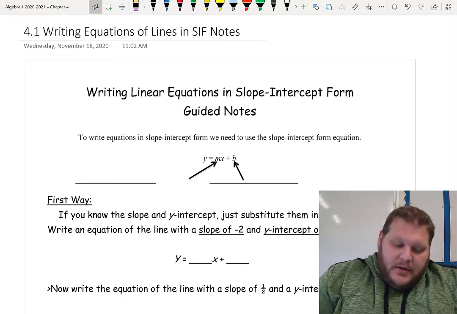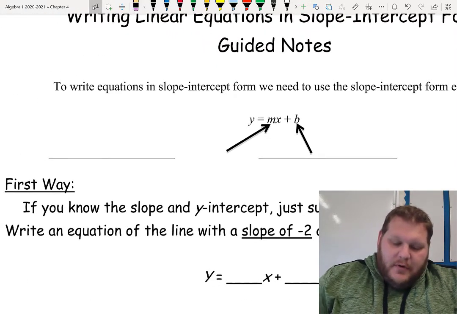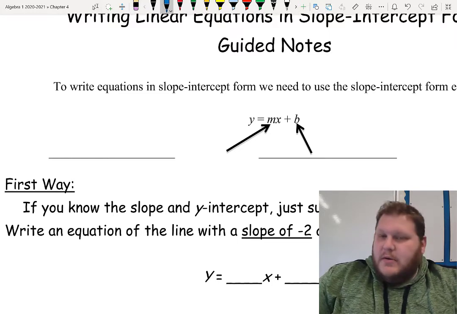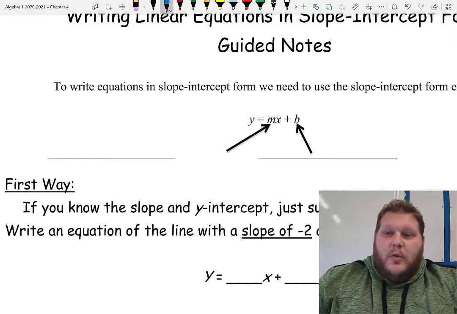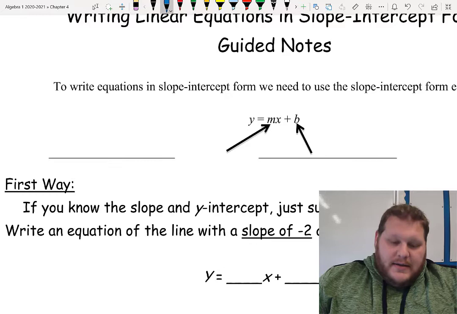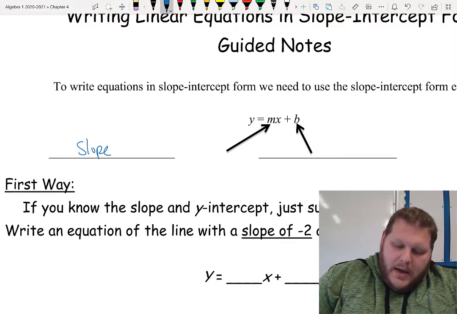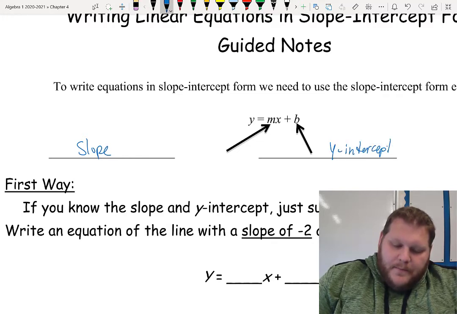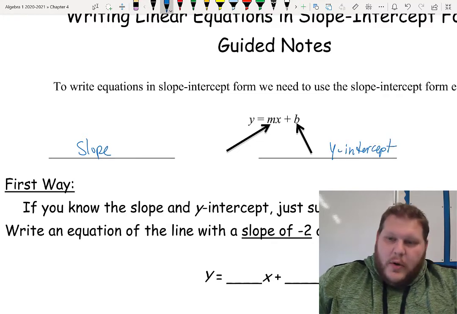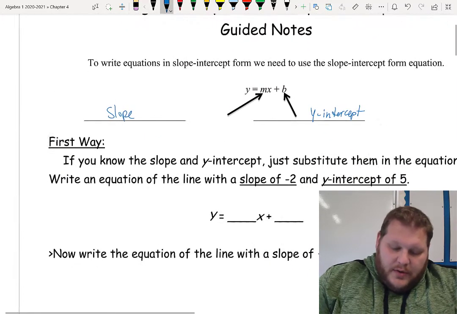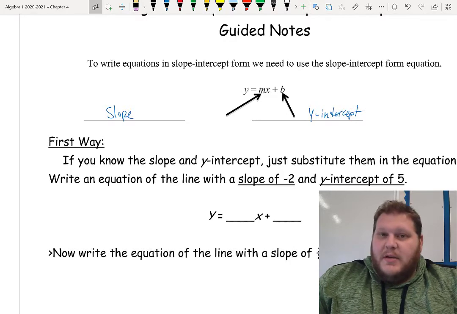Just as a reminder, slope-intercept form, y equals mx plus b, is what that equation looks like, and in this case, m is our slope, and b is our y-intercept. So if I'm writing the equation of a line in slope-intercept form, I just need to know what those two things are, and I can substitute them into my equation.